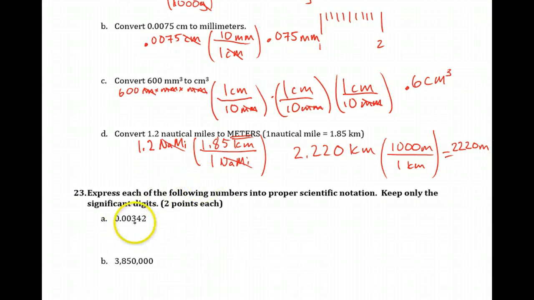Scientific notation. Whenever you're dealing in scientific notation, the coefficient only has one number to the left of the decimal. So it should be 3.42 times 10 to the negative third. And this one should be 3.850 times 10 to the sixth.